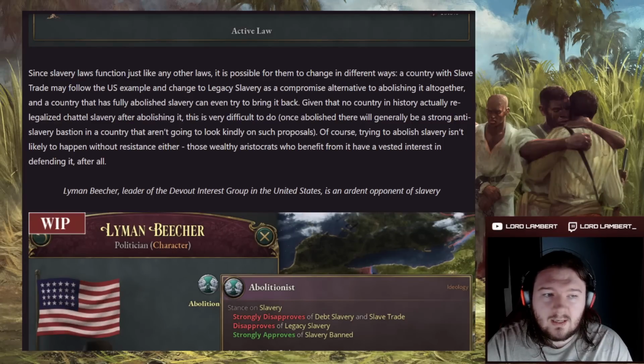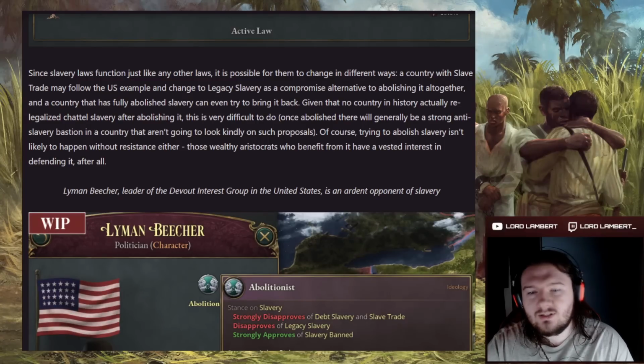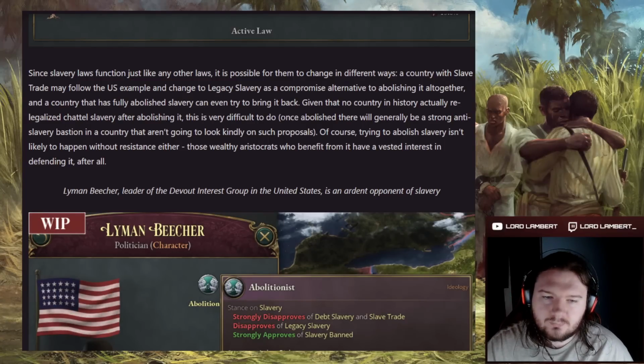Given that no country in history actually legalized chattel slavery after abolishing it, this is a very difficult thing to do. Once abolished, there will generally be a strong anti-slavery bastion in a country that aren't going to look kindly on such proposals. Of course, trying to abolish slavery isn't likely to happen without resistance either. Those wealthy aristocrats who benefited from it have a vested interest in defending it after all.